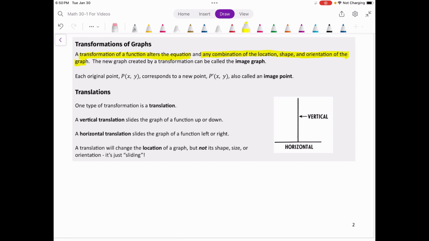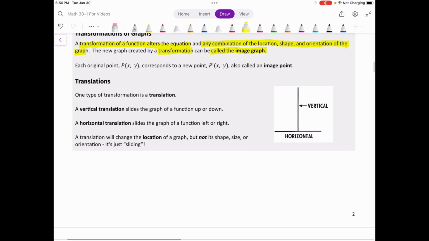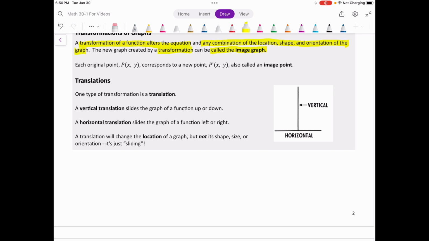The new graph that's created by a transformation, we can call that the image graph. We often say the original graph and the image graph, okay? Because it's the image of the new one, right? We've messed around with it and made something that came from it but is now different, okay? Each original point, P(x, y), all that P is saying is the name of this point. We could call it the point P, and it has coordinates x and y, okay? It corresponds to a new point, what we call an image point. P prime, that little apostrophe we call a prime in math. So P prime, a new point (x, y), and we call that an image point.